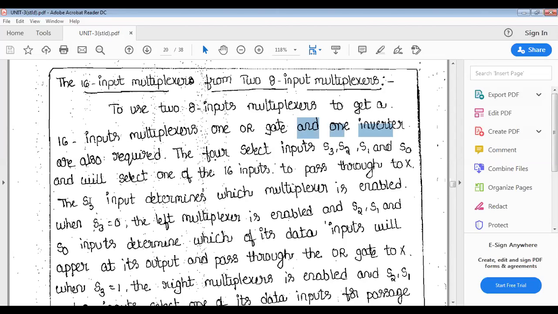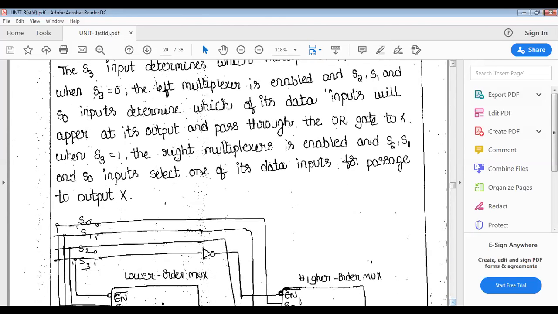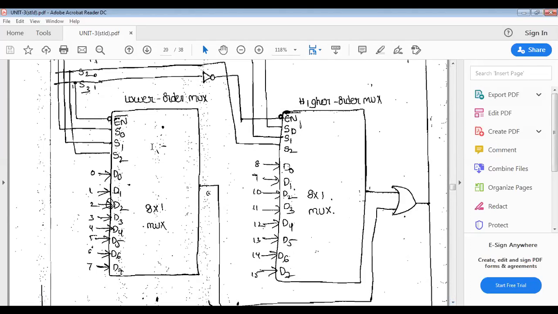Whenever I connect a 0 to the inverter, the inverter output is 1, and we get 1 at the enable input. So the first 8x1 multiplexer is enabled. Let us see when S3 is equal to 0. The left multiplexer, where the design is already there, is the left one, and this one is the right.